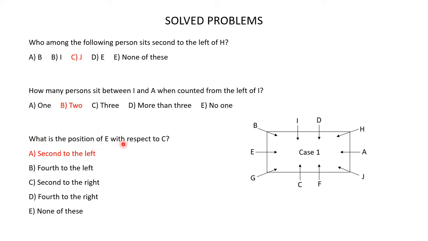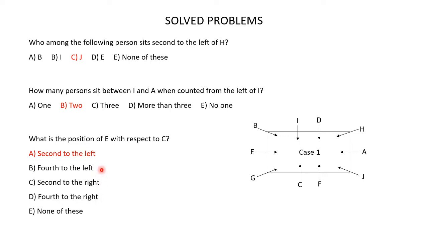What is the position of E with respect to C? You are given 5 options here and you have to find out which of these options is the correct one. Option A says second, E sits second to the left of C. So C is here. Second to the left of C is E. So E sits second to the left of C. Option A is correct.